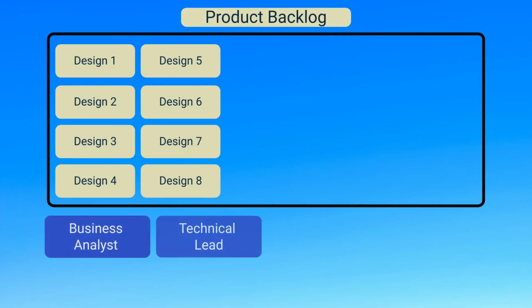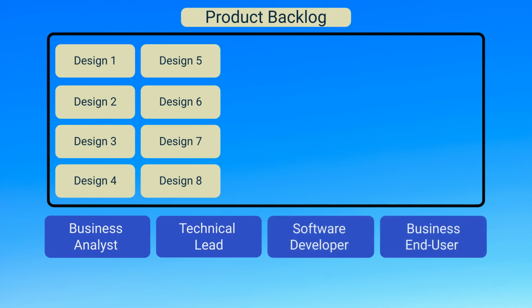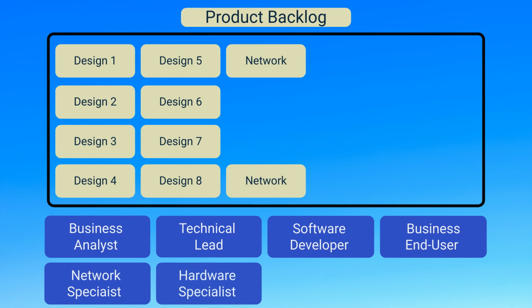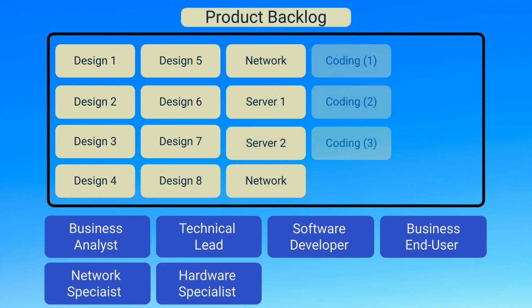The first set of work packages is for the design work. This could be a collaborative effort between a business analyst, a technical lead, a software developer, and business end user. Or it could be just a business analyst and technical lead, both writing the design based on conversations with the product owner. So what's left? A network specialist is required to complete the network work packages and a hardware specialist to install the new servers. The software developer is also involved in the low-level coding and will unit test their work.